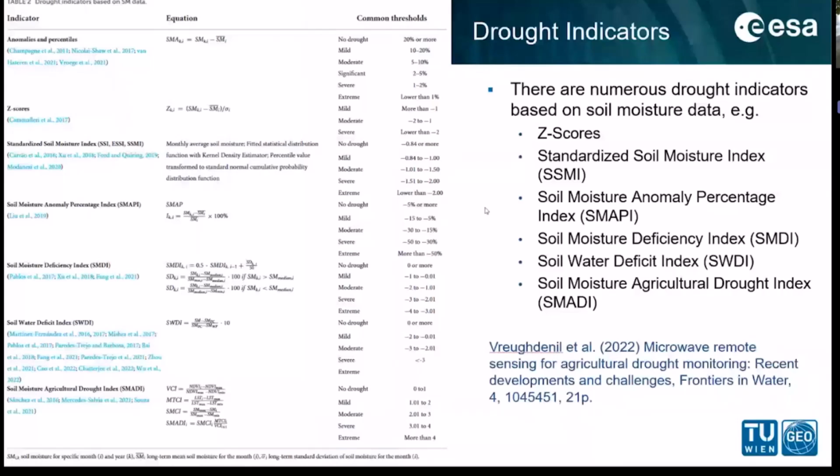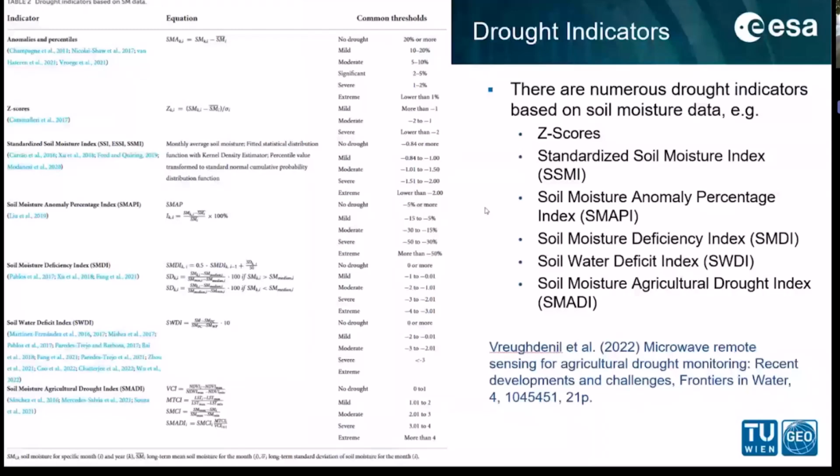Now let me also address the topic of drought indicators. If you look nowadays into the literature, there are dozens of drought indicators that all express the deficit of soil moisture with respect to the expected conditions. Here I refer to a paper by my colleague Mariette Röchtenhill, who published in Frontiers. Again, she did a review of different indicators. This is not even a complete list.